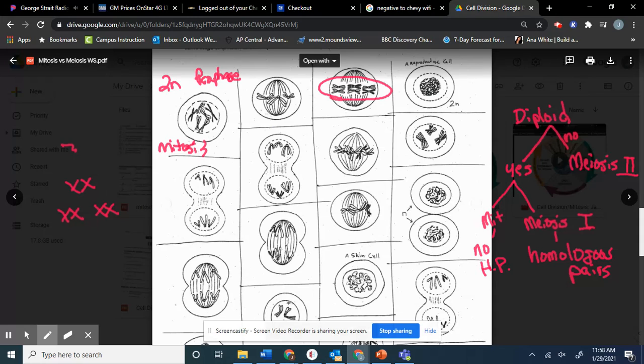The other part that you start looking at is during metaphase. You either have 6 that are going straight down in a line, which would be mitosis because they're not paired up, or you have 3 pairs of chromosomes, 3 pairs of 2. That would tell you that it is in meiosis 1. So pretty similar, pretty simple there.